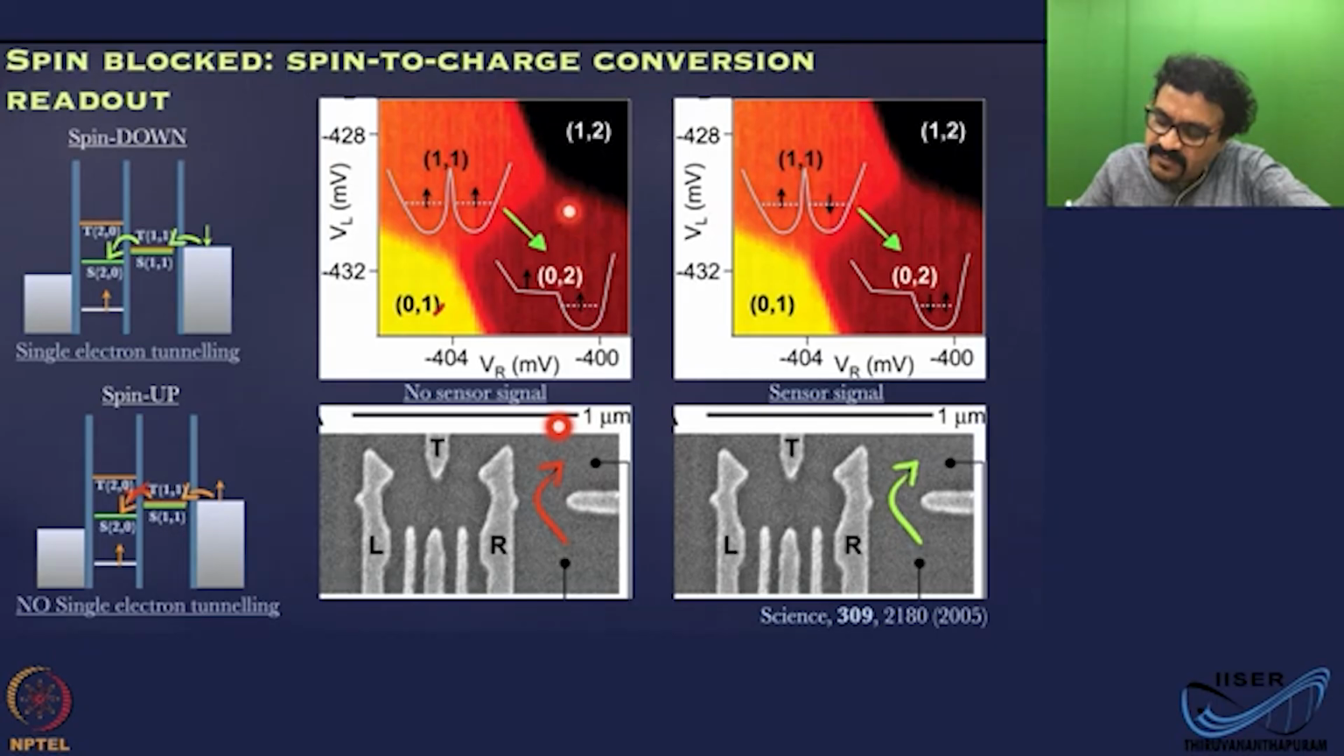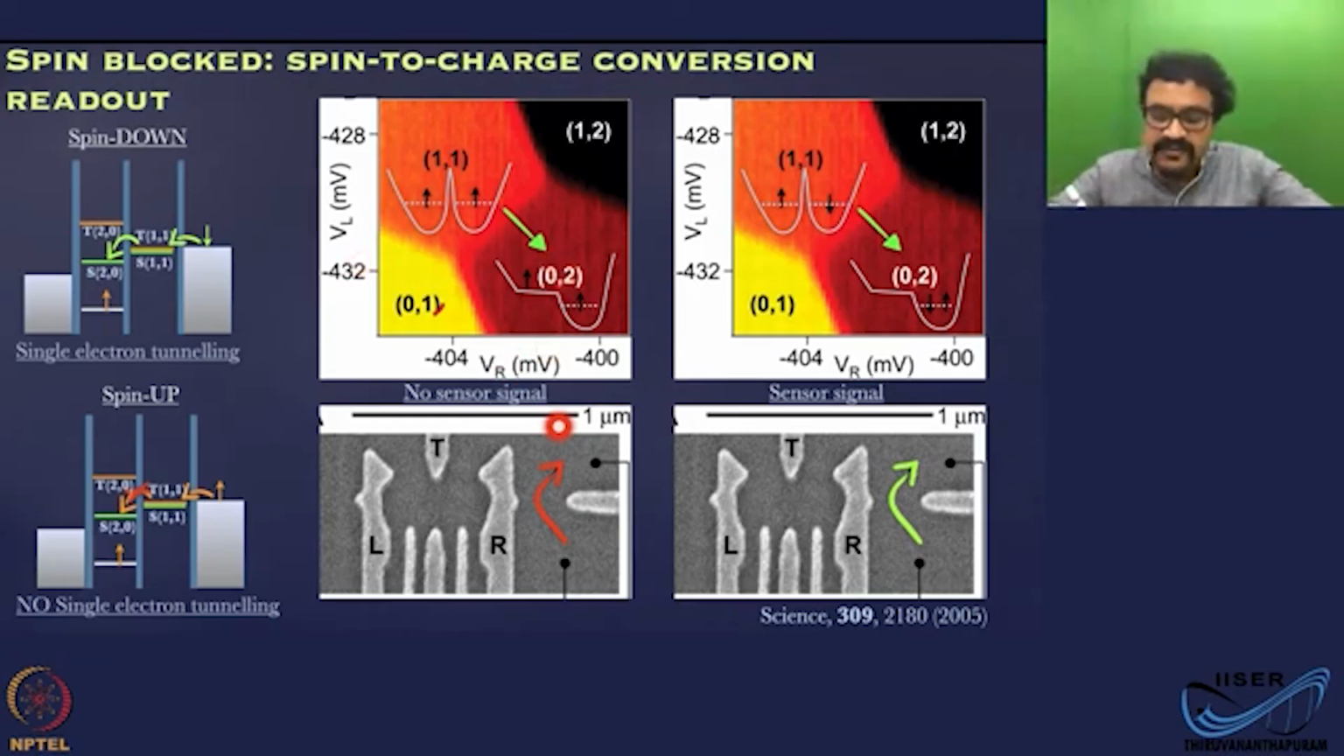Now let's come back to here. So this is my qubit. Say this is a triplet state. Now what I can do is, by changing the gate voltages, I can quickly take the system to this configuration, the gate voltage corresponding to this configuration. I can change VL and VR and bring it here.